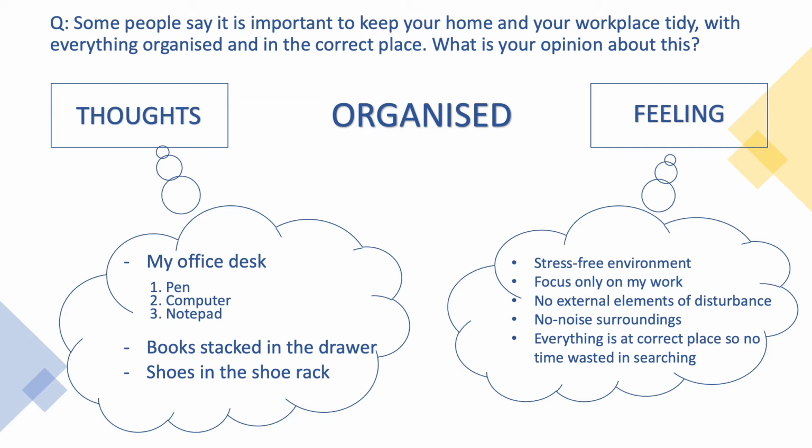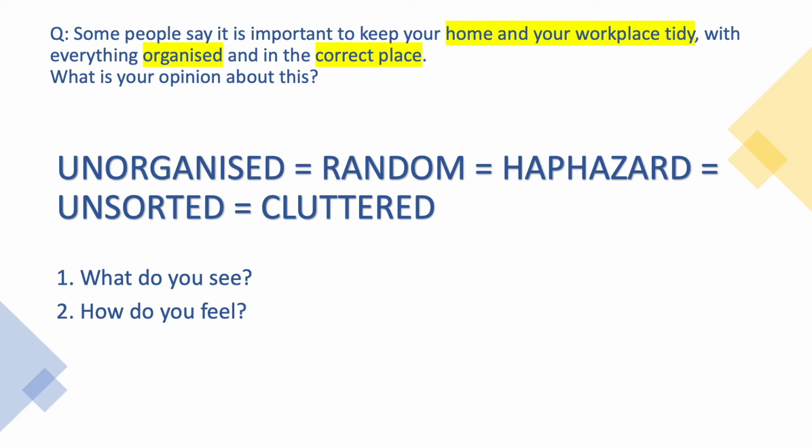Now, let's look at the other opinion. Someone might like an unorganized room. They would rather want their things to be randomly placed, maybe because of their personal liking or lack of time or something. Now let's repeat the same exercise with an unorganized, cluttered, unsorted room. Again, the synonyms are in front of you. The same questions we have to answer. Let's start.